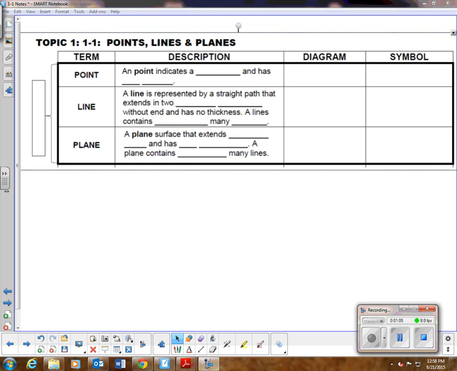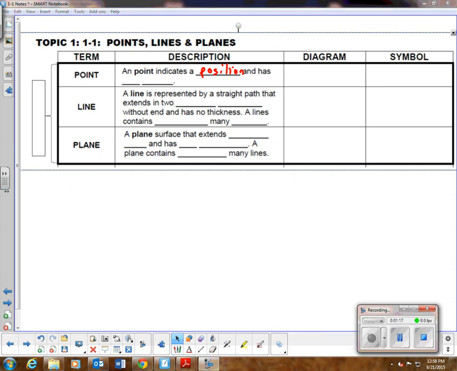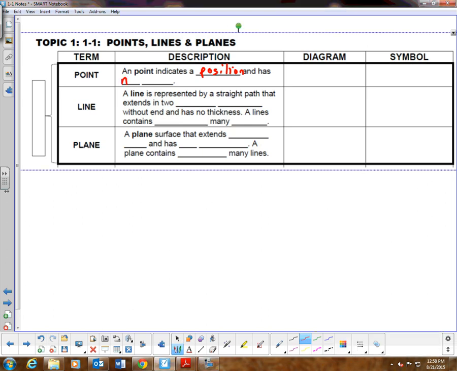Okay, so as we look at the word point, a point indicates a position and has no dimensions. So there's no size to it. There's no big point, small point, large point, fat point, skinny point. So if we look at a diagram, it's just like a single dot, and we always have letters by them in geometry. You weren't used to that probably in algebra, but in geometry we always have letters by them to give us a way to name them.